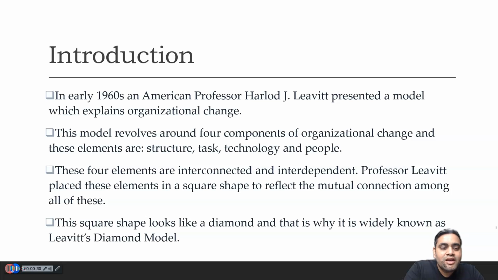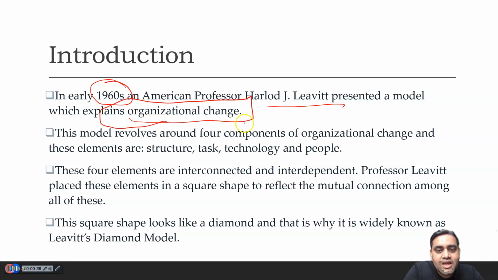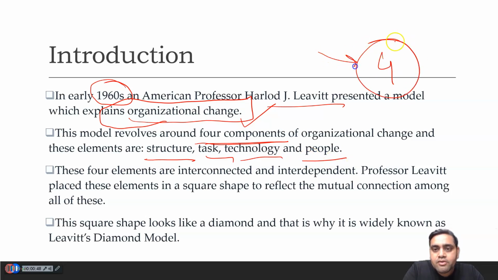Basically, in the 1960s, Professor Leavitt presented a model where he explained organizational change. In this model he had 4 components, and those components were structure, task, technology and people. So these were the 4 components of this model. Again, a very good question for MCQs. We mostly get these types of questions: who proposed this theory, when this theory was proposed, what were the main components of this particular theory.